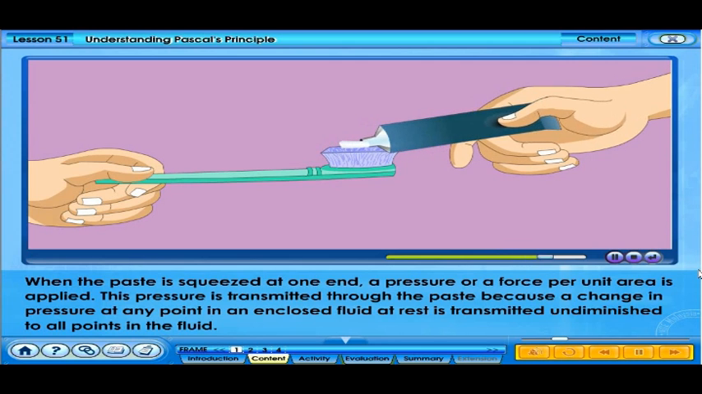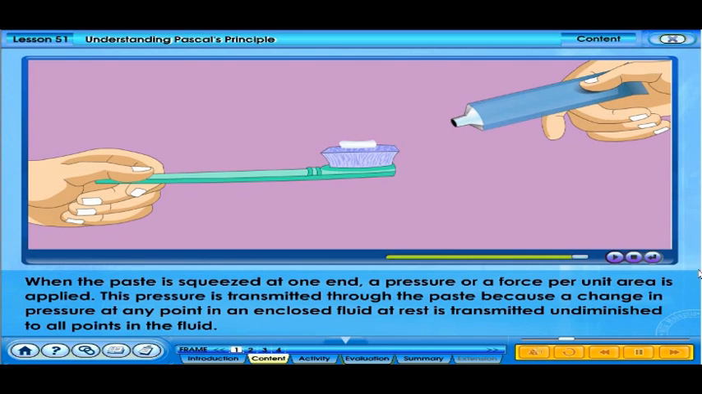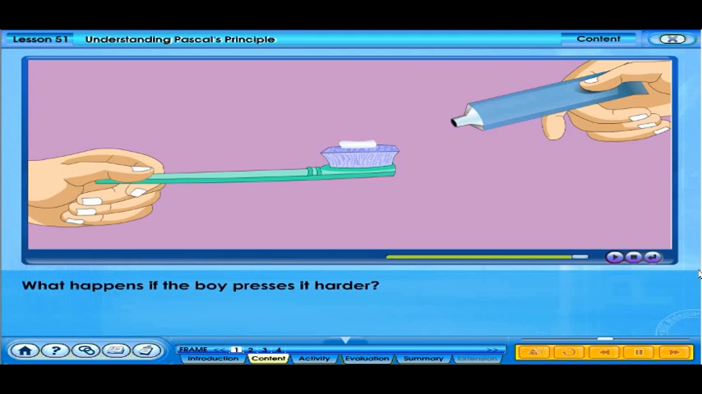When the paste is squeezed at one end, a pressure, or a force per unit area, is applied. This pressure is transmitted through the paste because a change in pressure at any point in an enclosed fluid at rest is transmitted undiminished to all points in the fluid. What happens if the boy presses it harder?